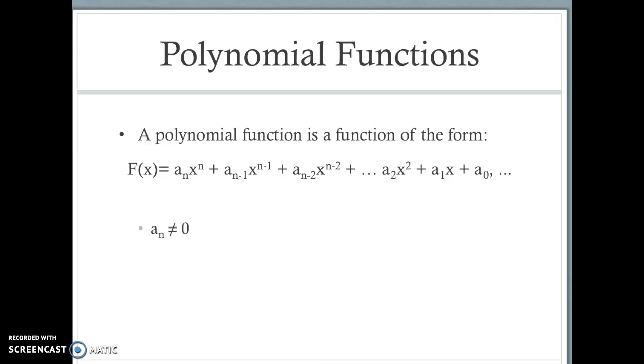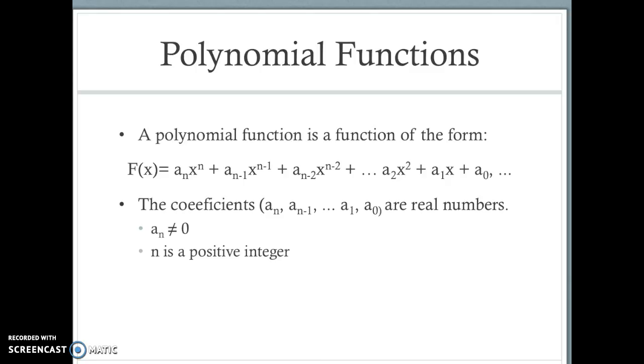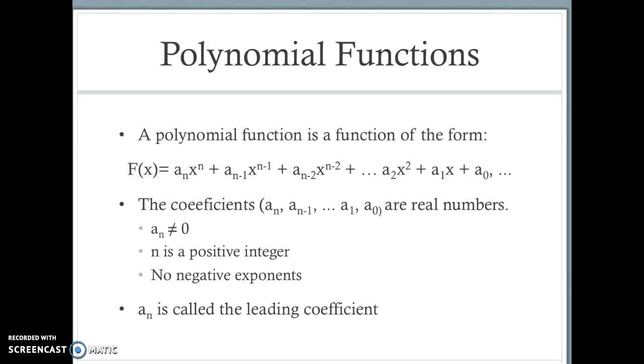So let's break that down and take a look at it. The coefficients a_n, a_(n-1), a_1, and a_0 are all real numbers, as long as a_n does not equal 0, and n is a positive integer. So you cannot have any negative exponents. a_n is called the leading coefficient.